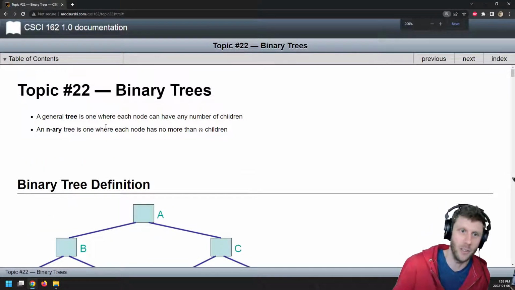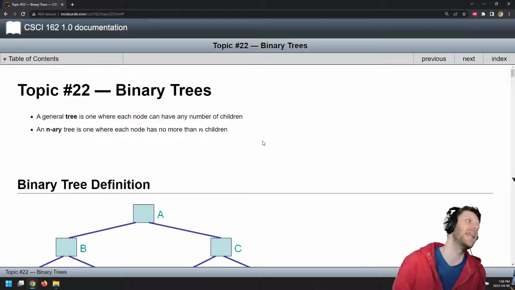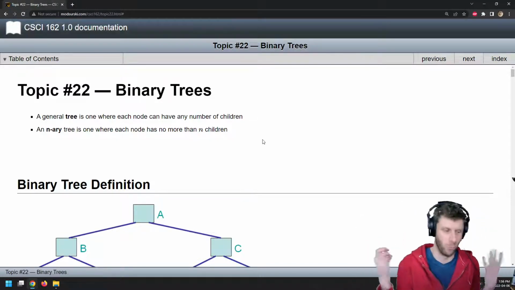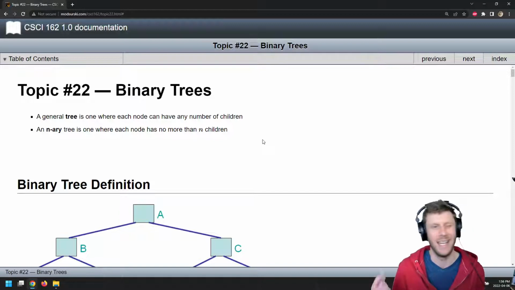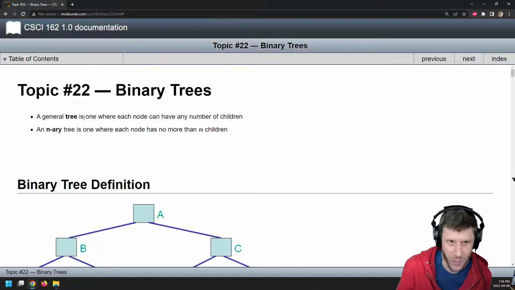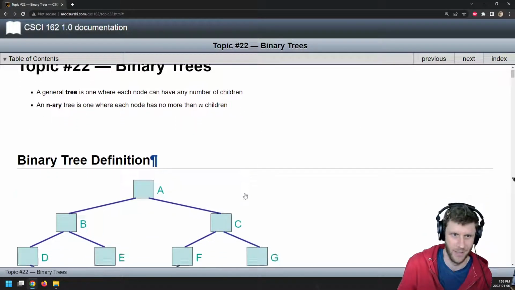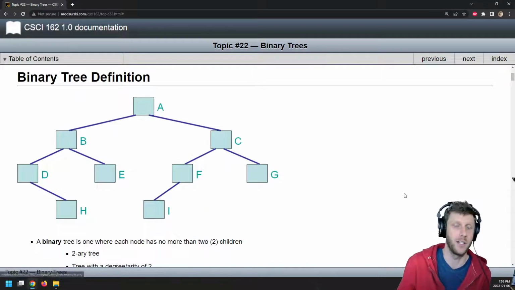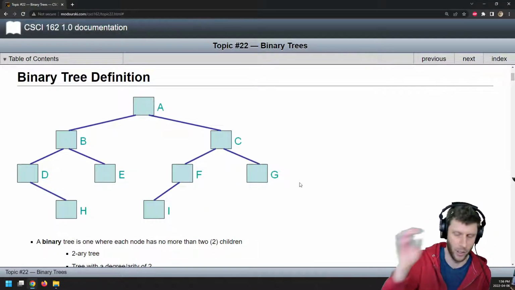So a general tree is one where each node can have any number of children. So a tree is just something that looks like what we were talking about. An n-ary tree, in this case a binary tree because it's 2, is one where each node has no more than n children. Here, 2 children. So here's a binary tree, right here. Ignore the letters for now. Those labels are going to be there for ease later.